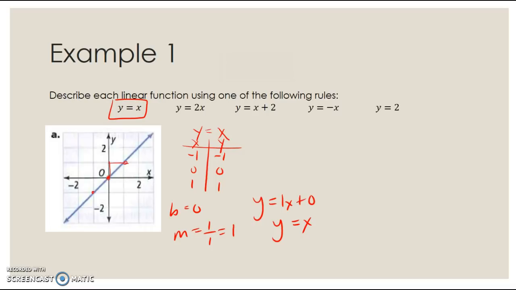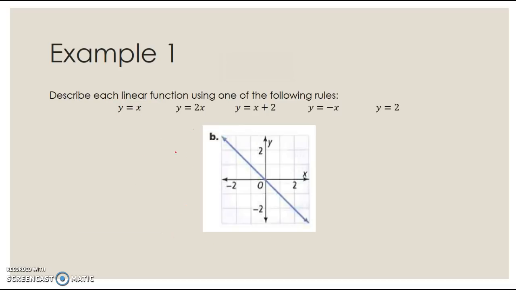So let's move on to B. So again, we already figured out that y equals x went with the other graph. So now we can try the table for y equals 2x. So let's make our t-chart. I'm going to plug in -1, 0, and 1. And when I plug in -1, 2 times -1 is -2. When I plug in 0, we get 0. And 2 times 1 is 2.